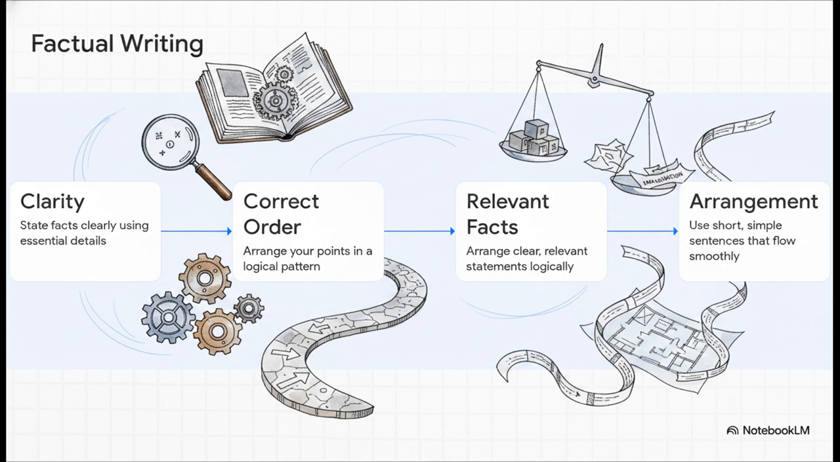First up, clarity and economy. Just state the facts clearly, using only the essential details. Second, correct order. Arrange your points logically, step by step. Third, relevant facts. Leave out those original, imaginative touches and just stick to what actually matters. And fourth, arrangement of facts. Use short, simple sentences that flow smoothly into one another so the reader is just carried along effortlessly.